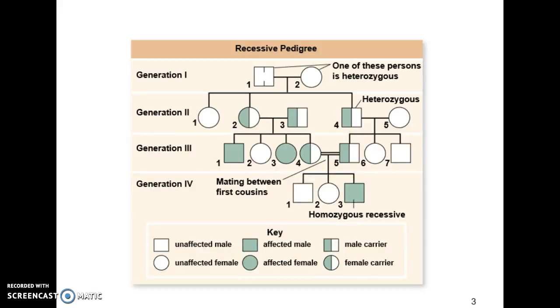Okay, so the recessive pedigree we can draw out the same way, set up the family tree. In this example, they actually have 4 generations. But we have generation 1, 2, 3, and they added a fourth.